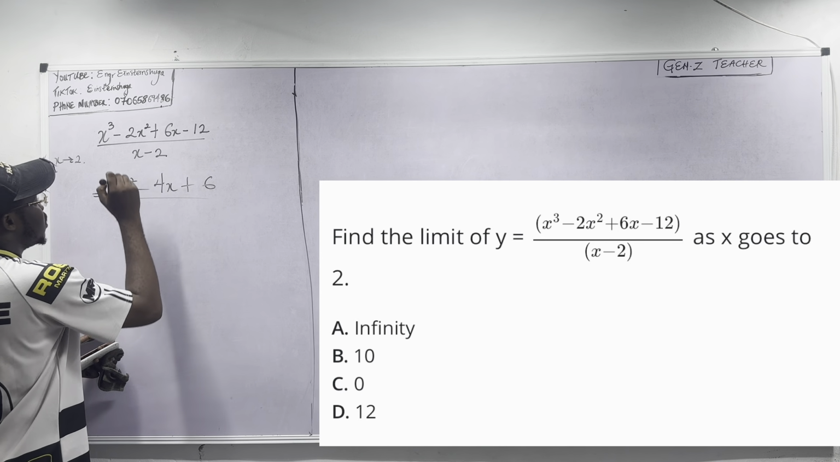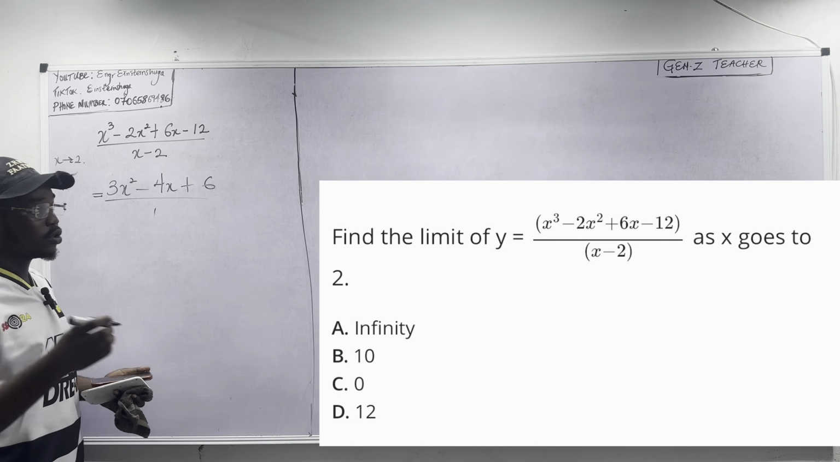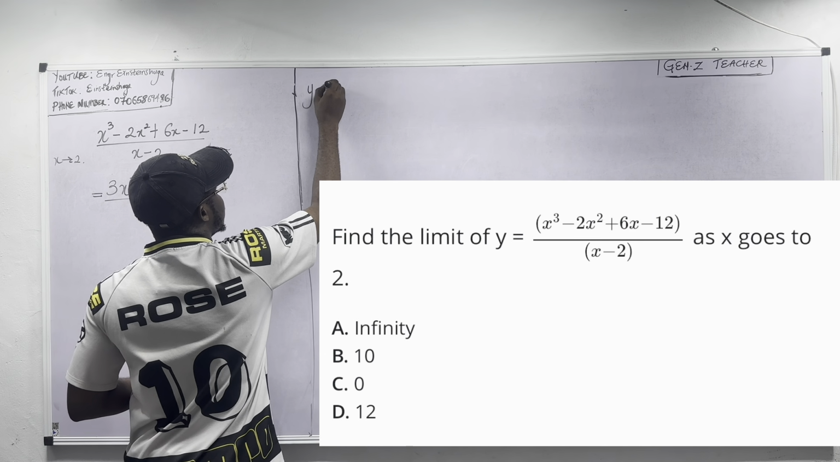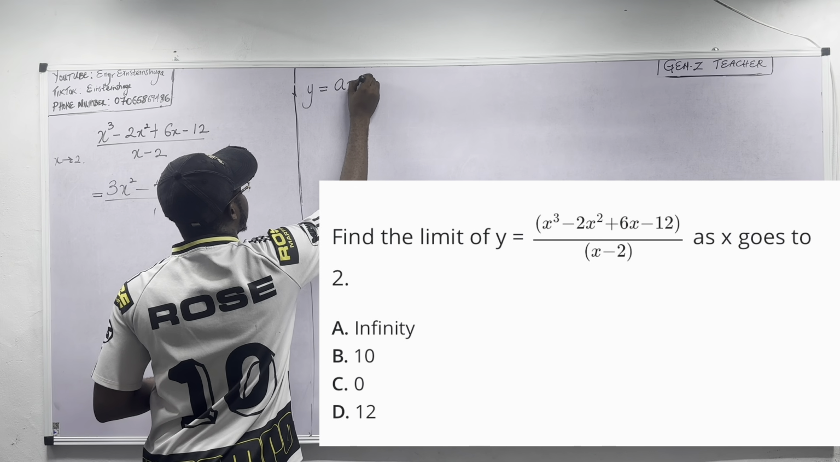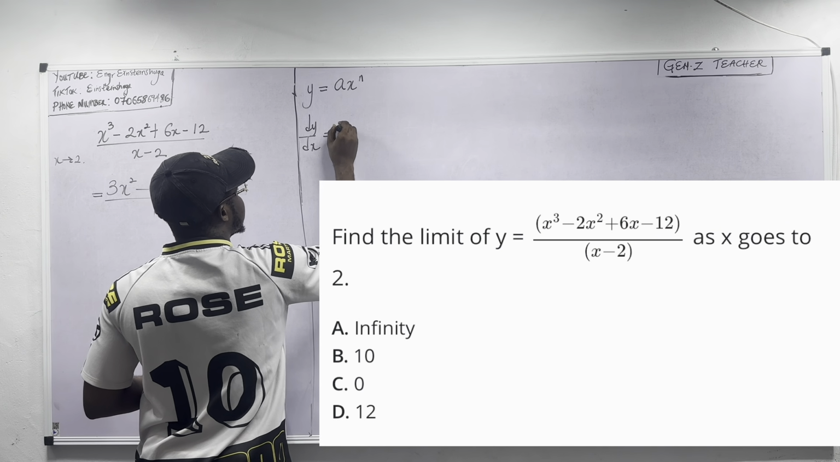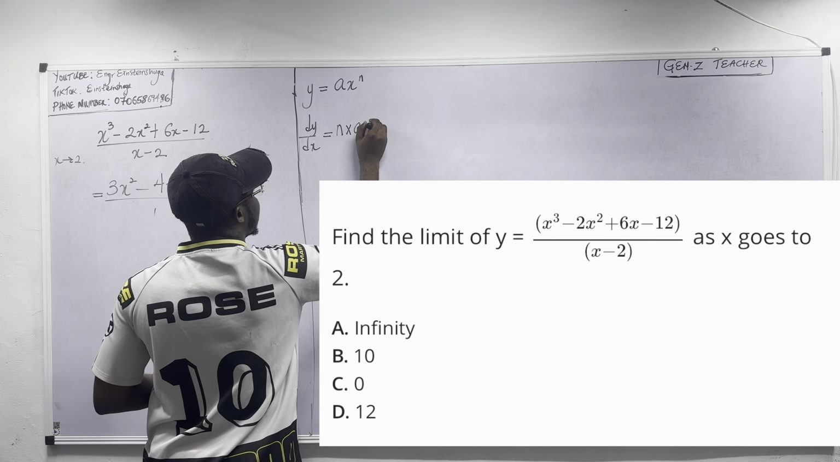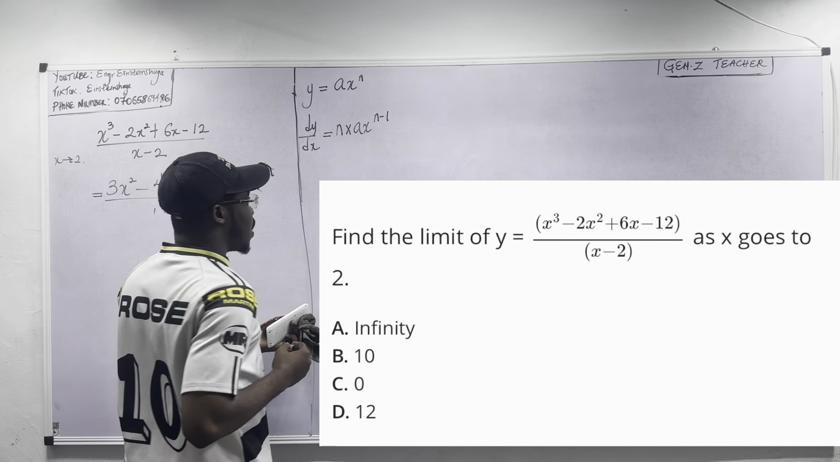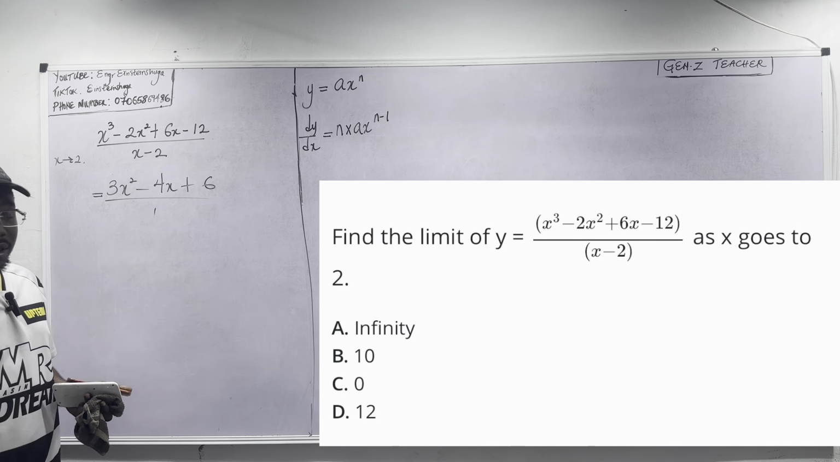And then the bottom gives you just 1, okay, basically. Now, let me show you something. If you have y equal to ax to the power of n, then dy/dx should be: use the power times the entire function, and then subtract 1 from the power. That's the pattern for differentiation, okay?